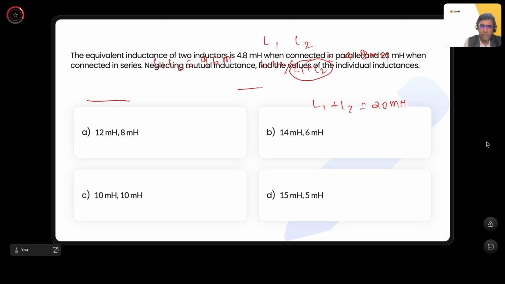96 millihenry. All right, so now we have to find the values of the individual inductances. We can either form a quadratic equation or do it by hit and trial. This is not the answer because 15 into 5 is 75. This also won't be the answer because L1 into L2 has to be 96. So this is the only option that we have. Rather than forming the quadratic, you can do it by putting in the options.